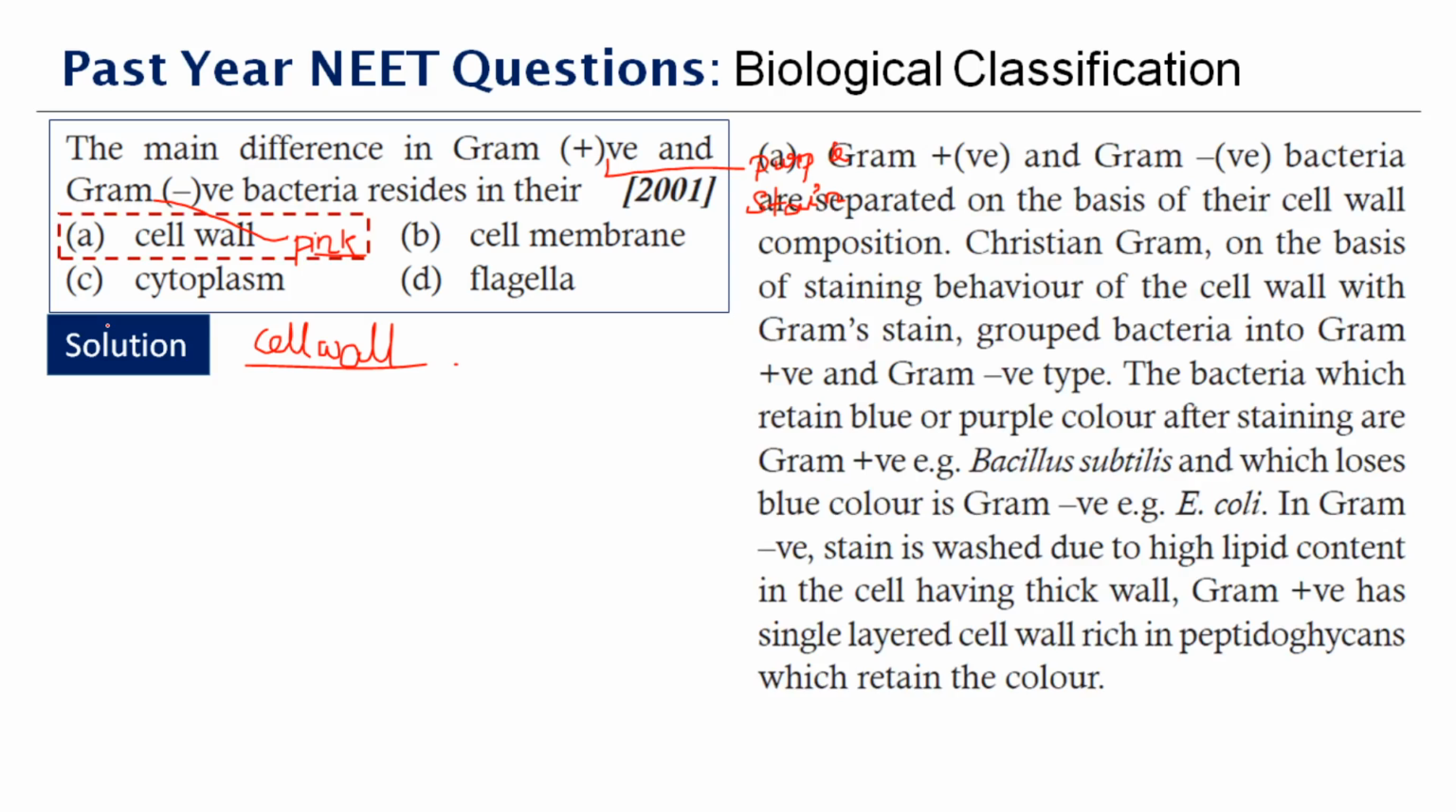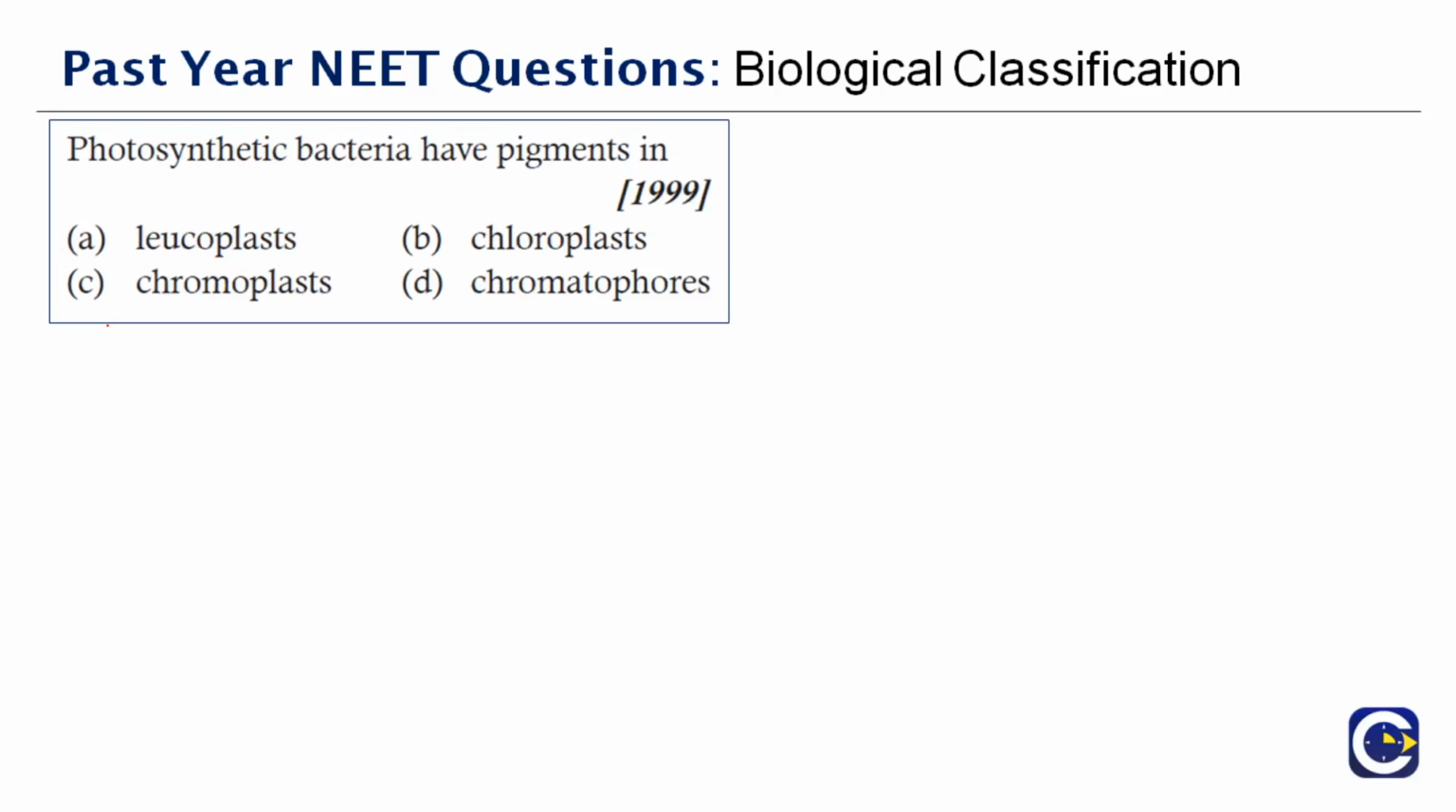The bacteria which retain the blue or purple color after staining will be called gram-positive, while the other one will be called gram-negative. Next question here.